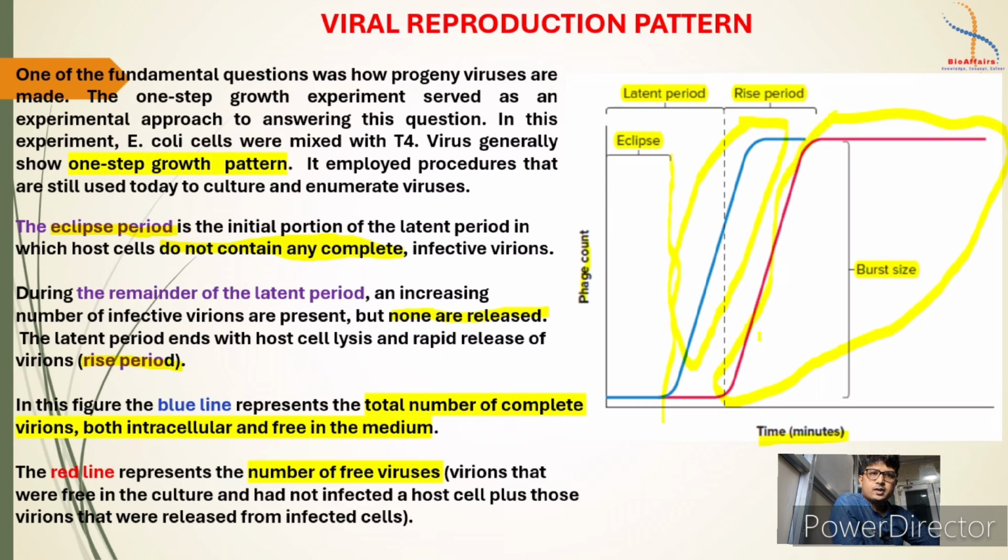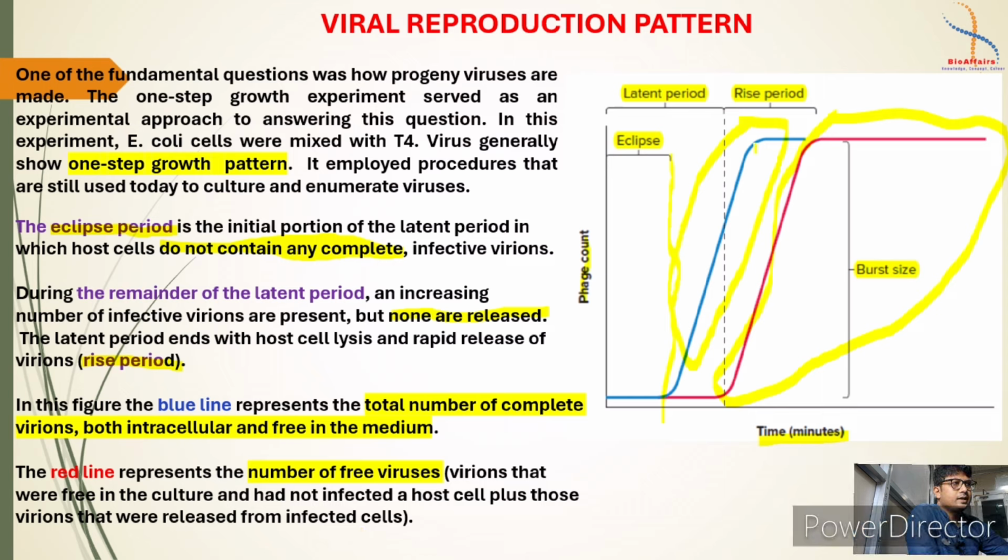I hope you are clear with the blue and red lines. Again, you can pause the screen and read it. The blue line is the total number of complete virions, both intracellular and free in the medium. The red line is the number of free virions that were free in the culture and had not infected a host cell, plus those released from the infected cells. After the rise period, the size of this total count of viruses is called the burst size.